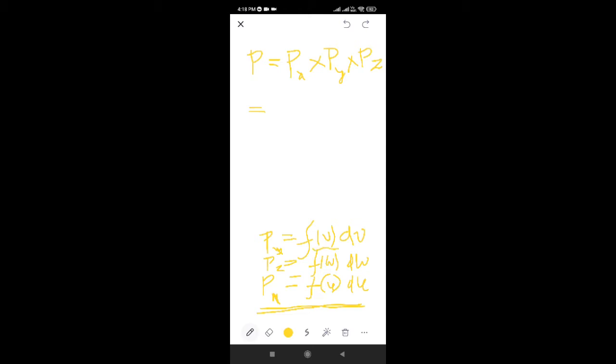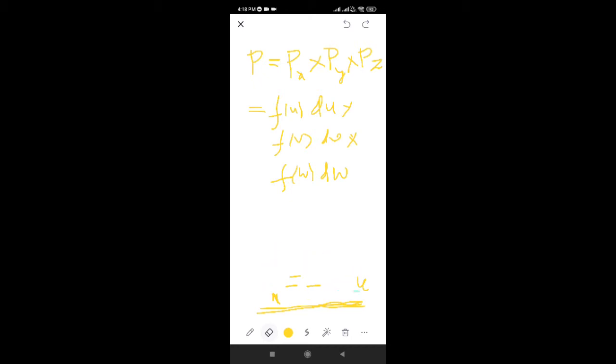Now here you have the formulas for the probabilities. This one is for the x component, f(u) du, into f(v) dv for Py, into, what is the probability that the molecule under consideration has velocity in between w and w plus dw? This is f of w dw. Now I wrote the total probability by using these partial probabilities which are independent of each other.